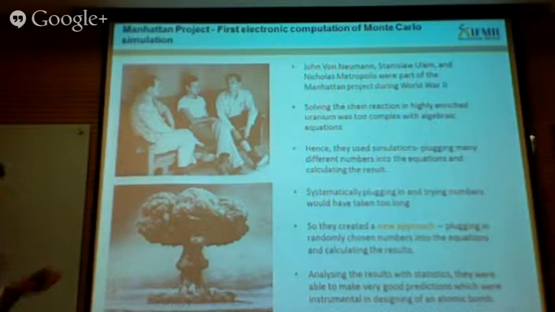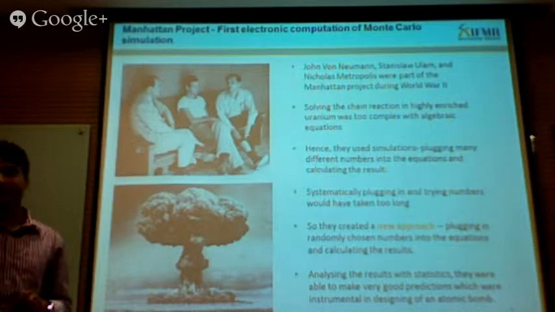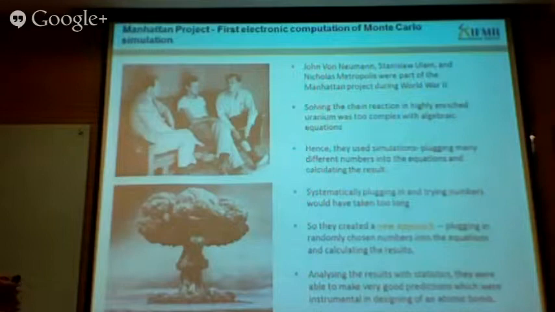And it was very important that when they are running the simulator, they put in random values, because when you put in random values, you can use different statistical techniques like the central limit theorem and other approaches to model your analysis. You can use confidence intervals. All of the statistical techniques that you can use depend on a fundamental assumption that your samples are random samples. So this was the first electronic computation of a Monte Carlo simulator.